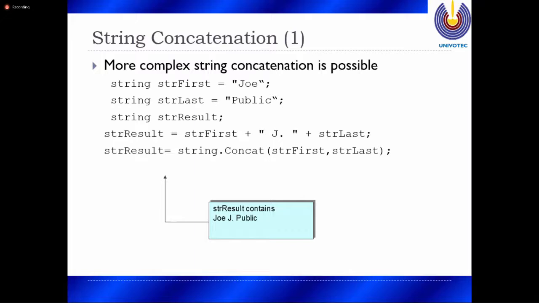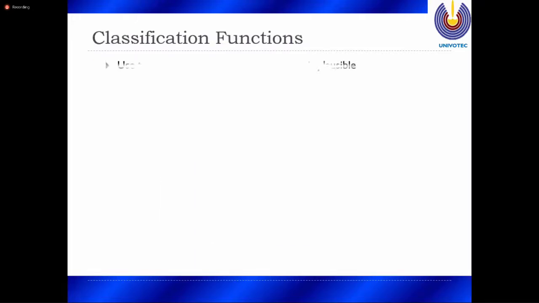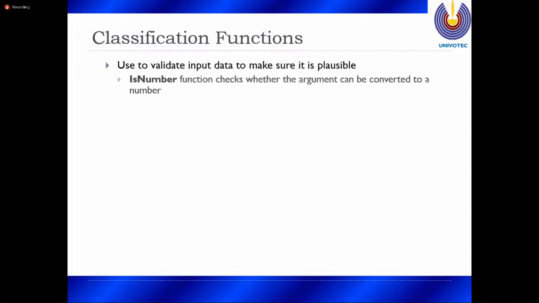Okay, combine to string. Now the classification functions. Use valid input data to make sure of the possibility of something. Okay, it's number. It is a number. The IsNumber function checks whether the argument can be converted to a number. It tells you whether it can be converted to a number or not.